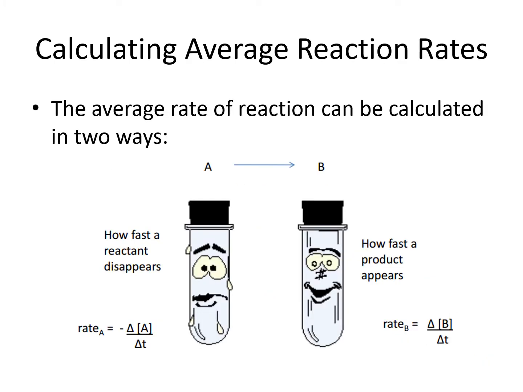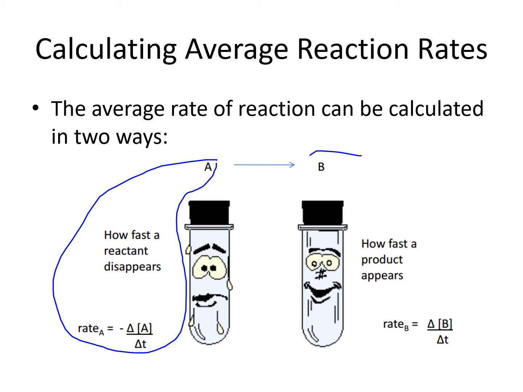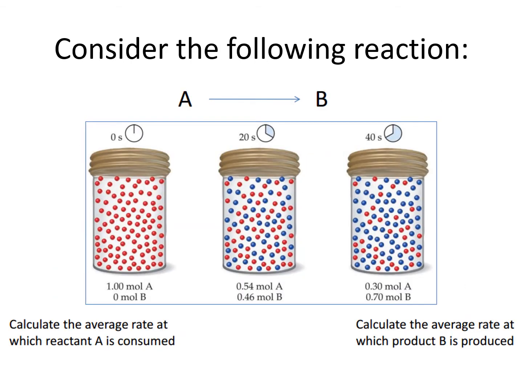So the average rate of reaction can be calculated in two ways. We can look at how reactants disappear, or we can look at how products are forming. And so here's another example of that. In our first slide, we have all reactant A, and you can see over 40 seconds, the red is being converted into blue, and we even have some concentrations here. And since we have a time, we could start to do some calculations with increasing and decreasing reactants and products.